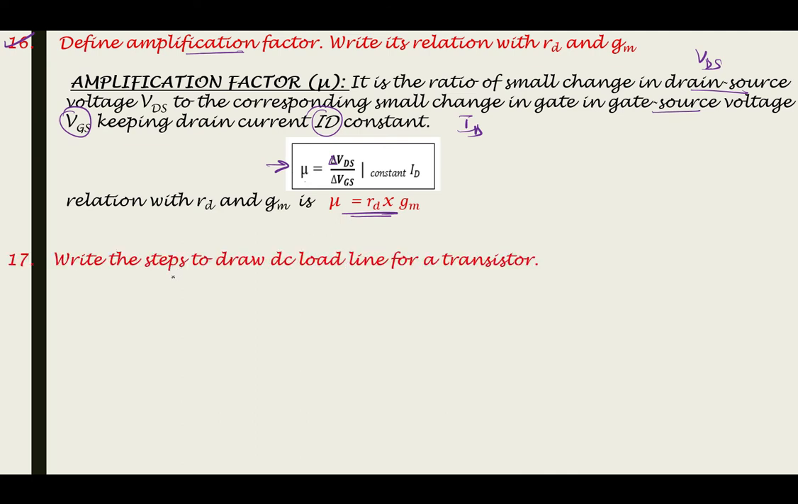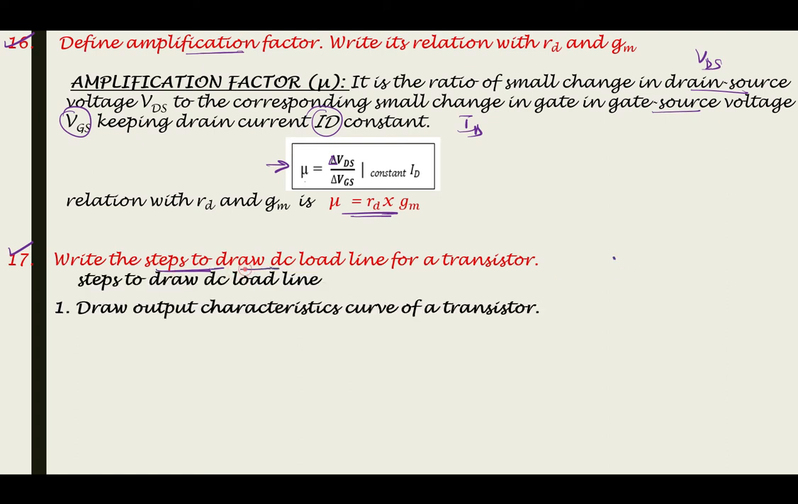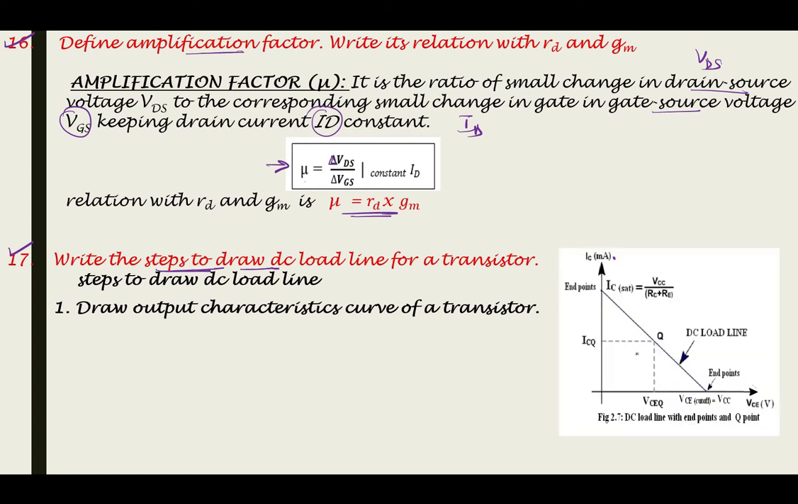Then write the steps to draw DC load line for a transistor. This is also given in the video, but the question was like, derive an expression to find the Q point or DC load line coordinates. Here it is asked to write the steps. That means you need to know how to draw the DC load line, not to determine the coordinates. You have the coordinate points. Now how to draw this load line? First of all, draw output characteristics of a transistor. You can even write the output curve, or simply write this, that is y-axis contains IC, x-axis contains VCE.